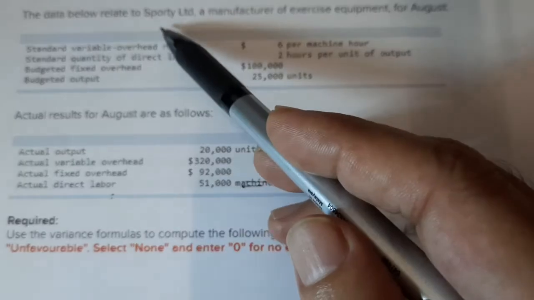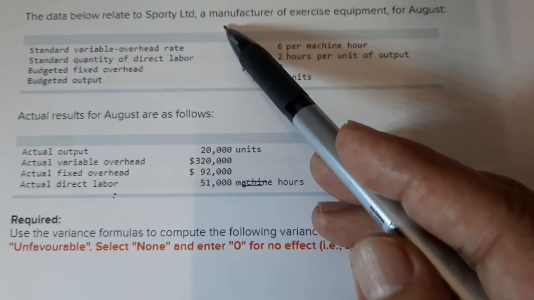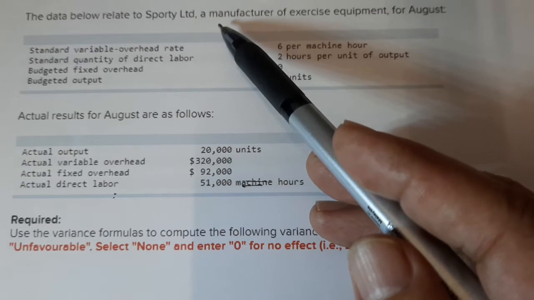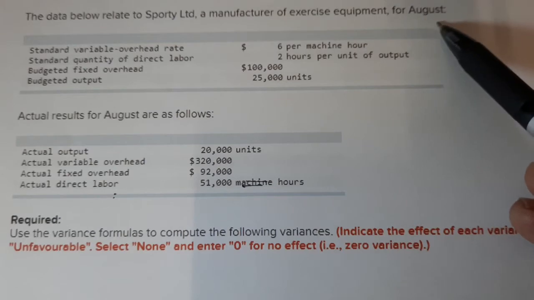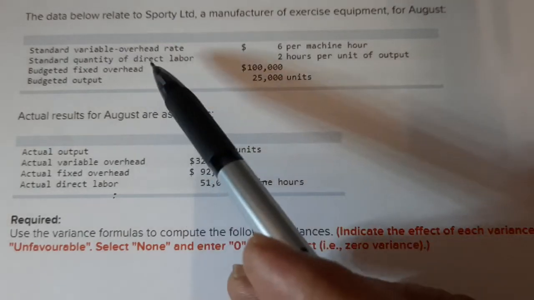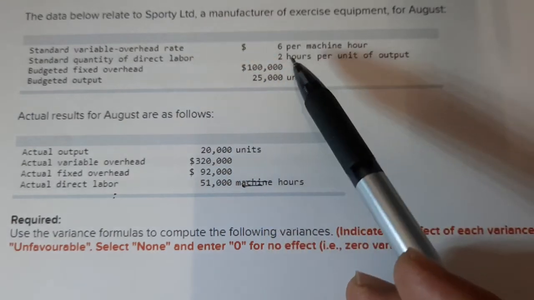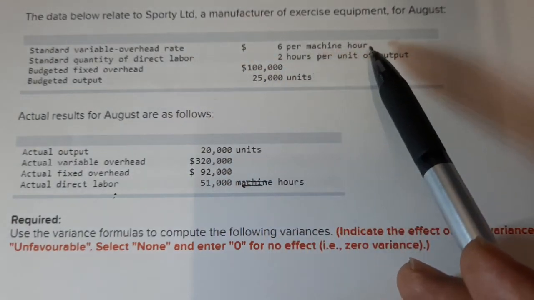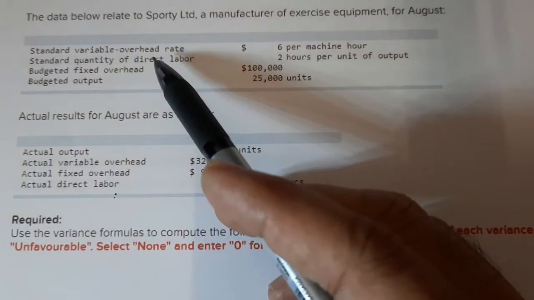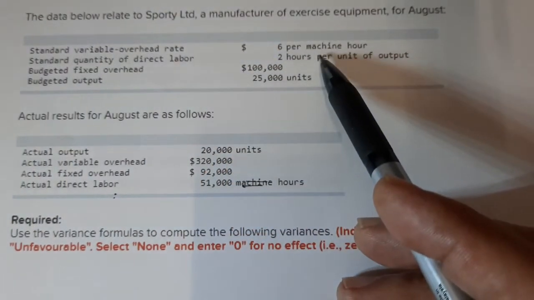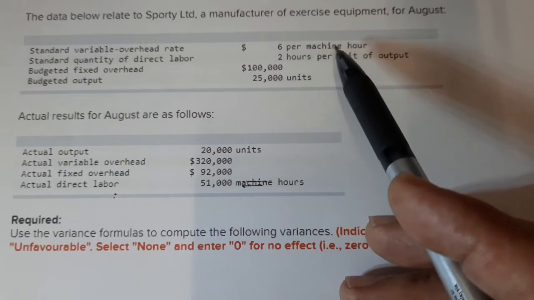The data below relate to a company that is a manufacturer of exercise equipment for the month of August. You see here the standard variable overhead rate is $6 per machine hour. Remember, manufacturing overhead can be divided into two categories: variable manufacturing overhead and fixed manufacturing overhead. This is the standard variable overhead rate, $6 per machine hour. So the allocation base is machine hour.